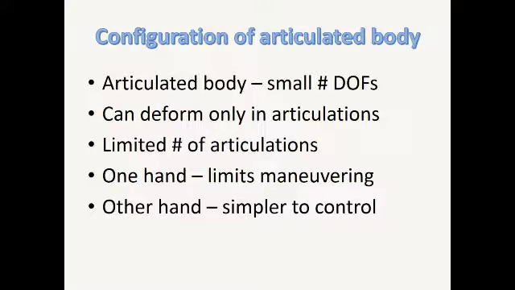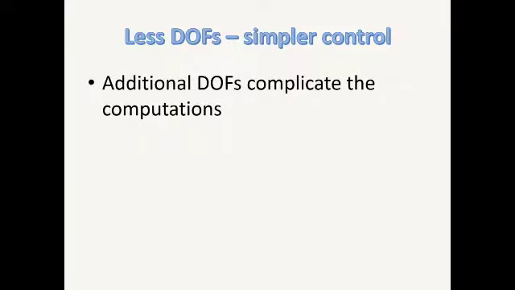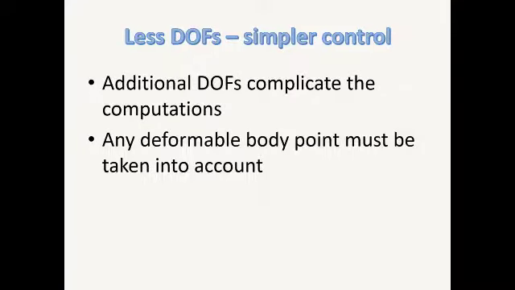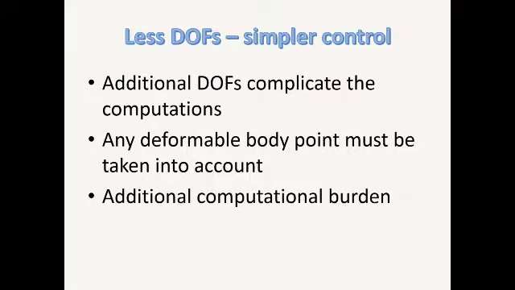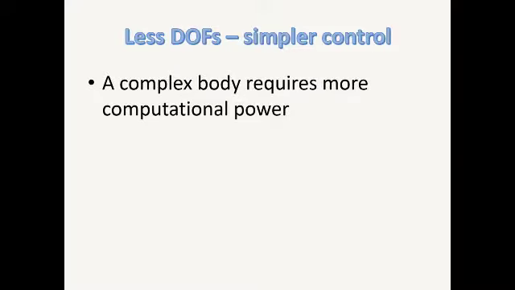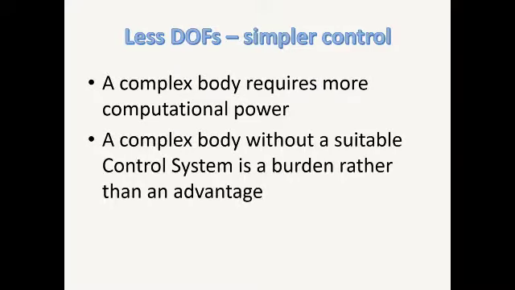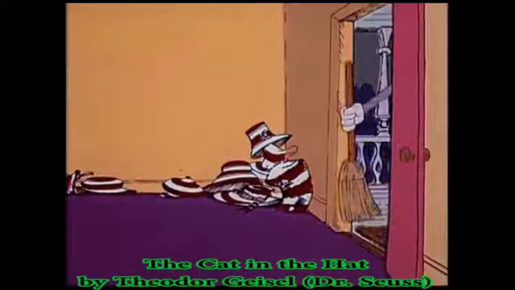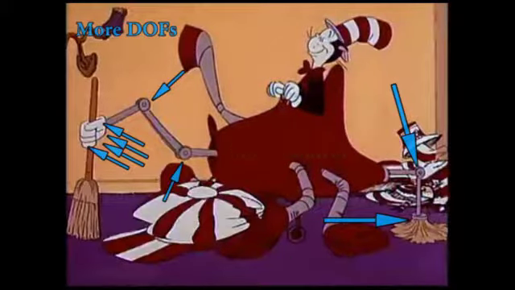But on the other hand, this small number of degrees of freedom makes the control simpler. Each additional degree of freedom would complicate the computations. Any deformable body point must be taken into account by the motor control system when it is computing how to configure the body. Additional degrees of freedom would mean additional computational burden. A complex body requires more computational power. A complex body without a suitable control system is a burden rather than an advantage, because more degrees of freedom require more control. What about soft animals, lacking articulations?